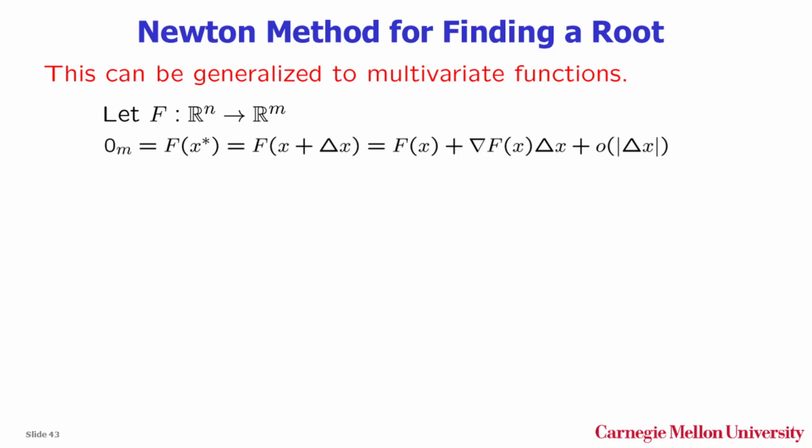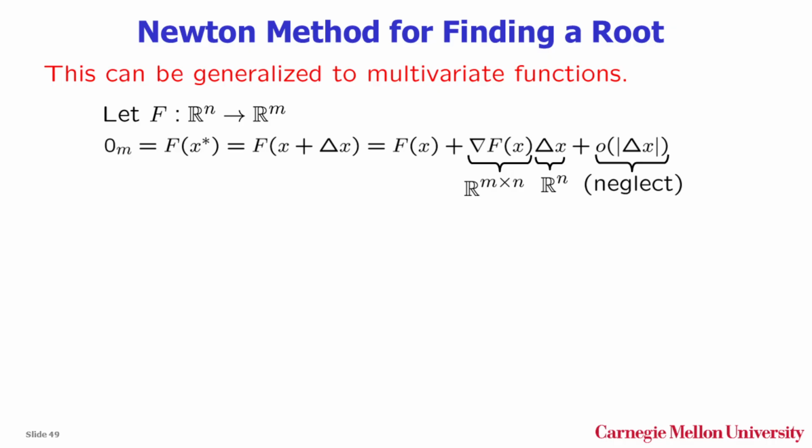Let's again use a first order Taylor expansion, now in the multivariate case, around x. This gives f at x plus delta x equals f of x plus the derivative of f at x times delta x plus the remaining term. Note that the derivative of f is now an m times n dimensional matrix. Delta x is an n-dimensional vector.